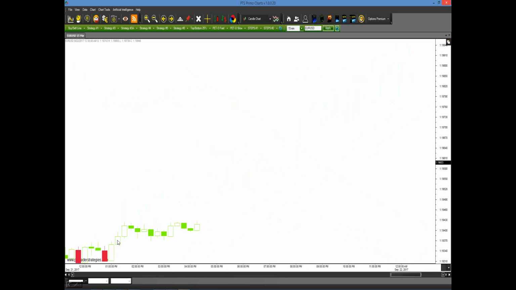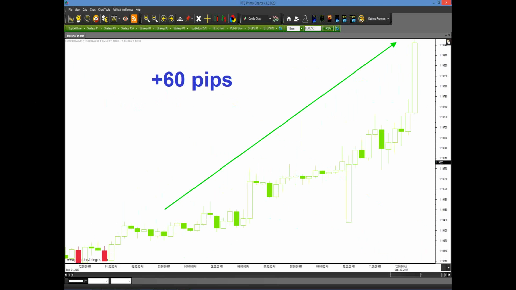Well, we've had consistent green bars since this level here, so this is telling us we should apply some type of technique, a method, or a strategy to the long side. We don't want to go against the short-term trend. And 60 pips in the next 3 to 4 hours, just day trading the euro dollar.